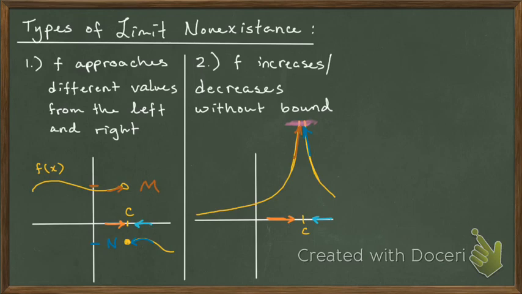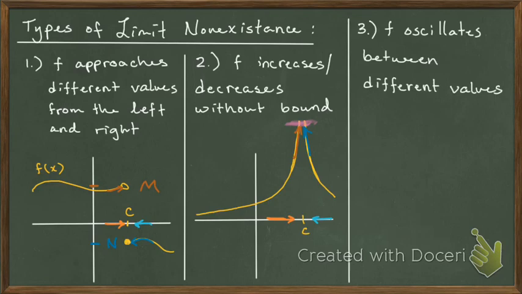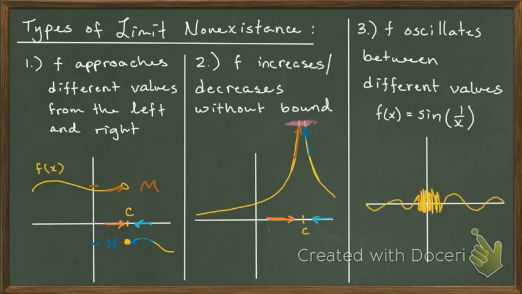The third and final type of limit non-existence is an interesting one. F oscillates between different values. Oscillates. Okay, so that means it's going to bounce between different values. So one example of this here is, say, f of x is equal to sine of 1 over x, which has this sort of crazy oscillating behavior. And what we can say is that this function always bounces between minus 1 and 1 as I approach it from either the left or from the right.